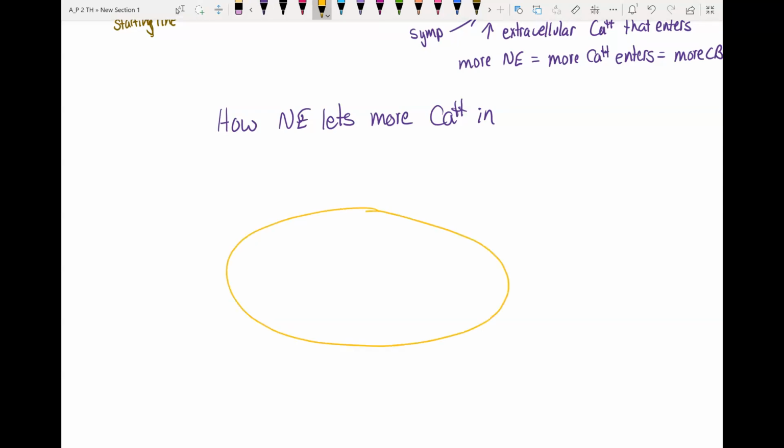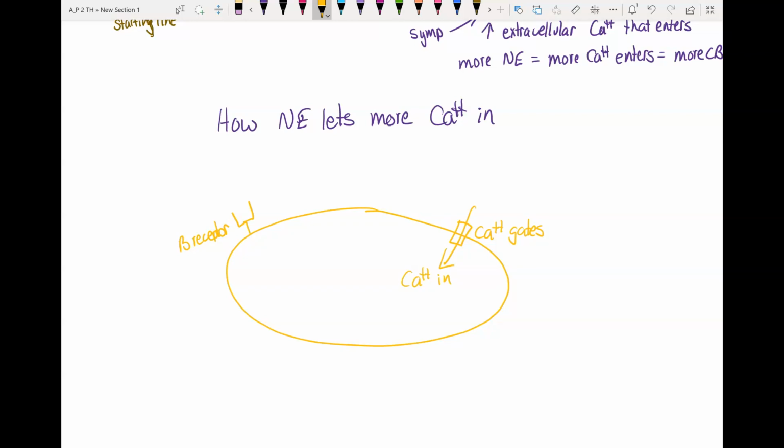Your cells have beta receptors. At least your heart cells do anyway. If you remember from chapter 15, a beta receptor is what norepinephrine binds to. You also have the calcium gates. This is where the calcium comes in.